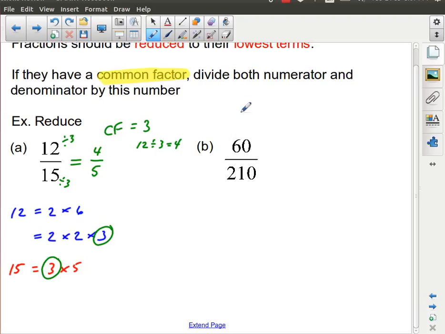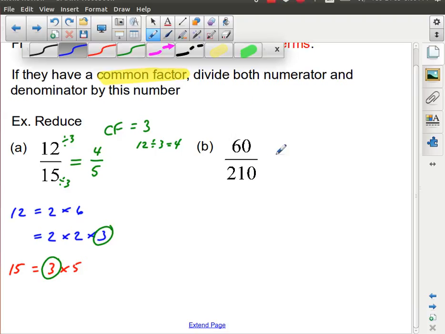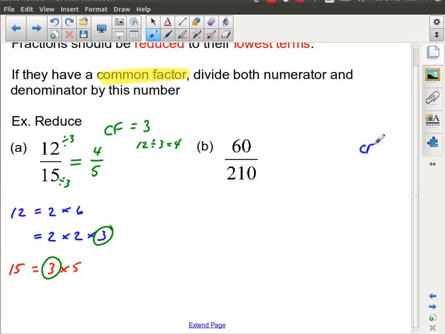It's not as bad as you may originally think, but nonetheless, maybe we don't want to start with that. But what we can do is sometimes we can identify a common factor immediately and just start with that. I've got 60 ending with a 0. I've got 210 ending with a 0. So it is very obvious that there is a common factor here of 10.